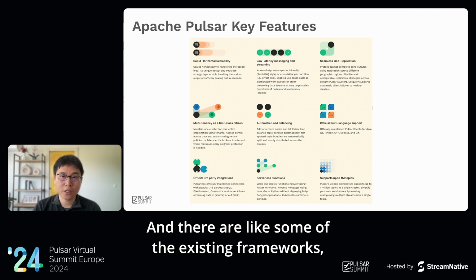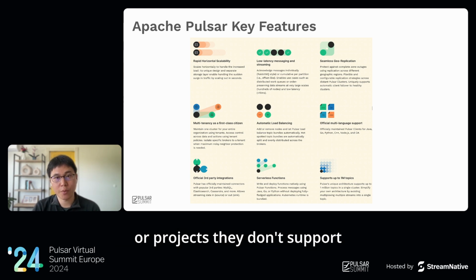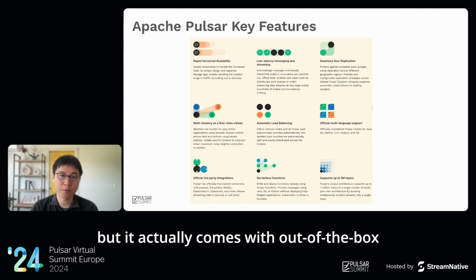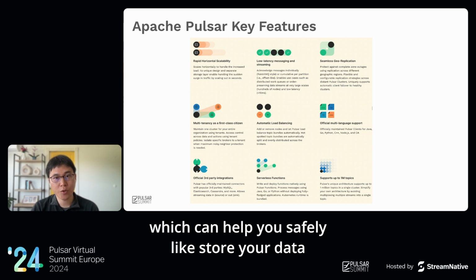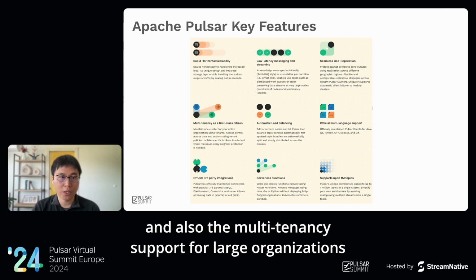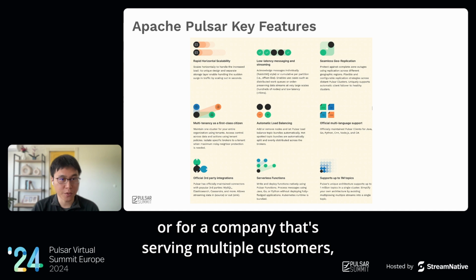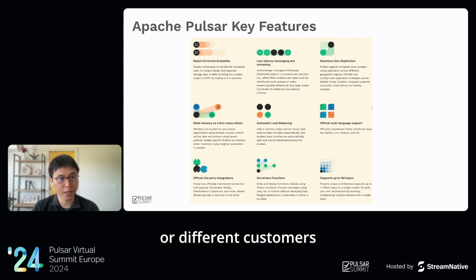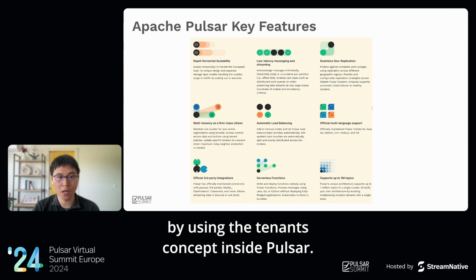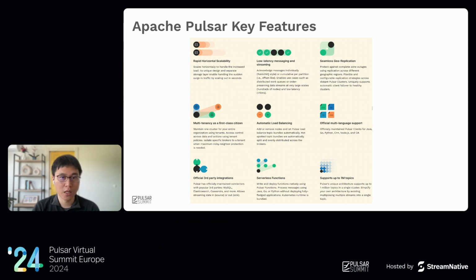And there are some of the existing frameworks or projects that don't support this, but it actually comes with Pulsar out of the box: seamless geo-replication, which can help you safely store your data in different geolocations, and also multi-tenancy support, so that for large organizations or for a company that's serving multiple customers, you can automatically have isolation between different departments or different customers by using the tenants concept inside Pulsar.